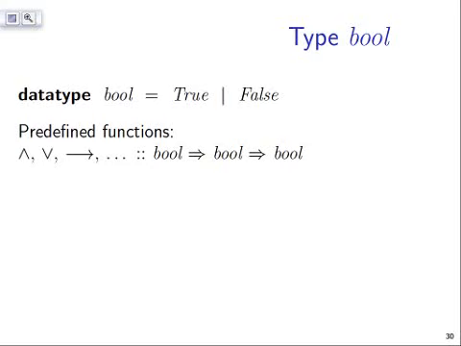And then the system already has a lot of predefined functions, so and, or, arrow, and other stuff are just functions on booleans. They take two booleans and give you another boolean. There's nothing special about them. And a formula is simply a term of type bool. So there's not really a special syntax for formulas. Anything that is of type bool is considered a formula.